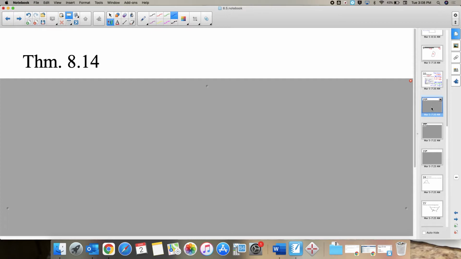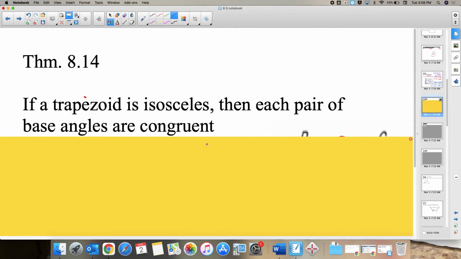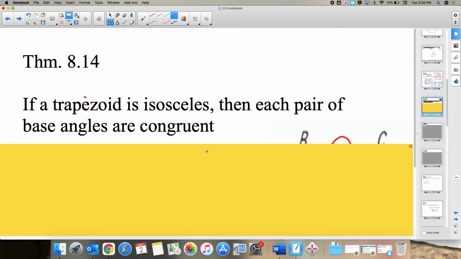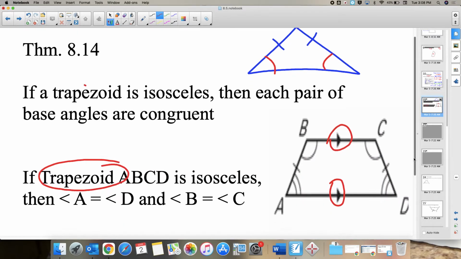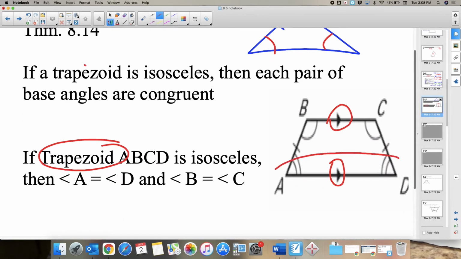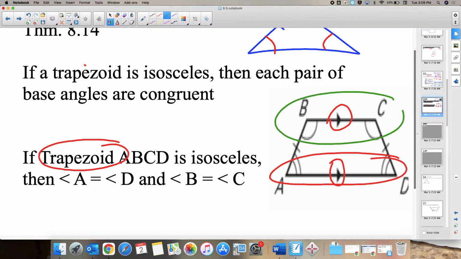Now, in that trapezoid, if a trapezoid is isosceles, just like in an isosceles triangle, if the legs were equal, the base angles were equal. In an isosceles trapezoid, the same thing is true. If a trapezoid is isosceles, then each pair of base angles are congruent. Meaning angles A and D, they lie on this base. They will have to be equal to each other. B and C lie on this base. They will have to be equal to each other.